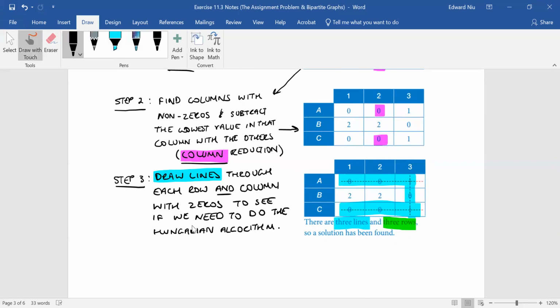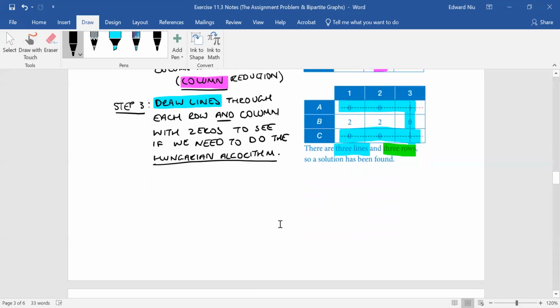So how do we decide if lines equal rows? No need for Hungarian.